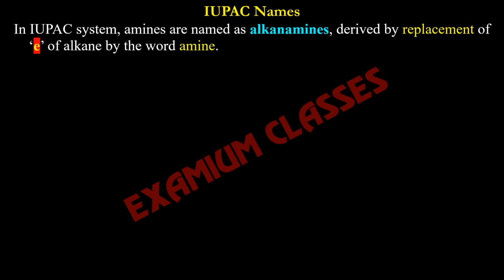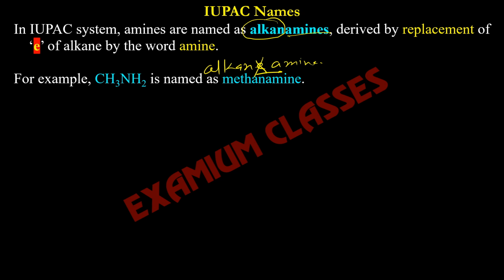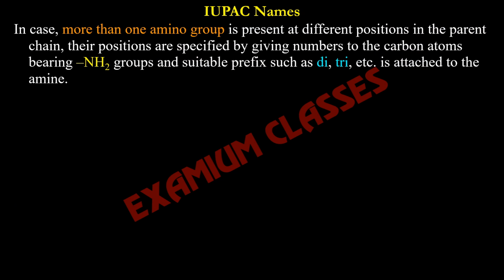Now IUPAC naming. In IUPAC naming, it is alkanamine. Obviously it should have been alkane amine, but as two vowels normally do not appear in succession in IUPAC naming, that's why this E is removed. So that's why it is alkanamine. So methanamine, ethanamine, something like that. So here, the simplest one. In common name, it was methylamine. In IUPAC naming, it will be methanamine.